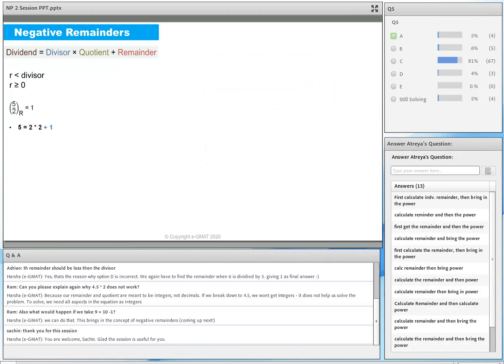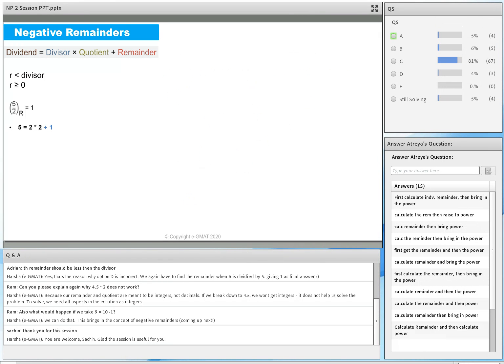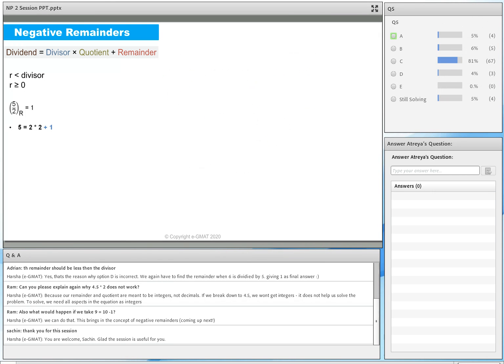All right, with that, now let's learn a very important concept over here, and I'll also clear out the answers. We already know this, right? That dividend is equal to divisor times quotient plus remainder. There's a concept of negative remainders that makes our life very easy. So we are now going to learn that.